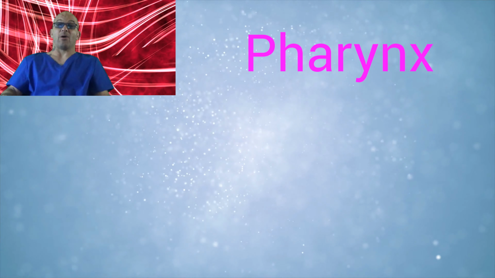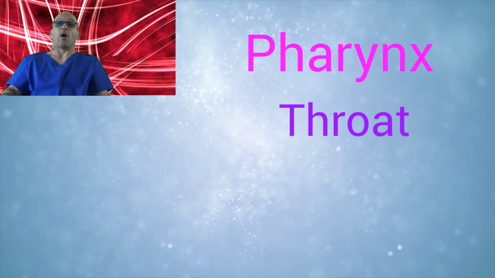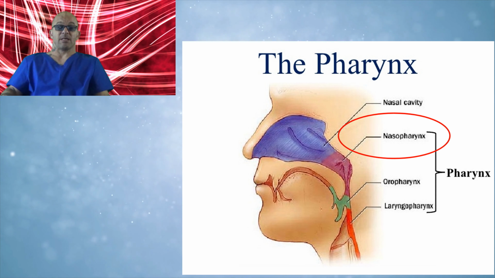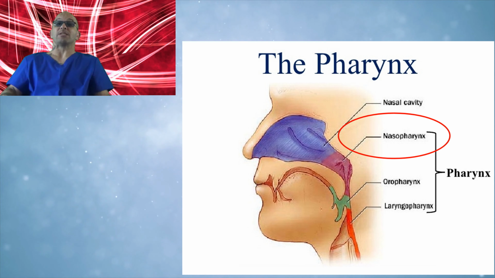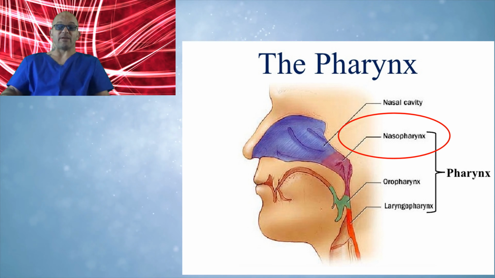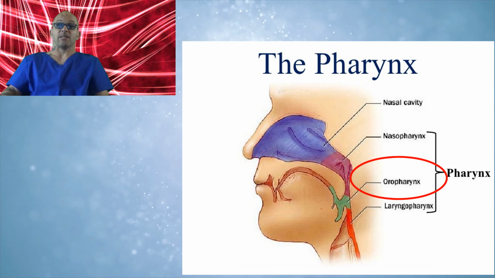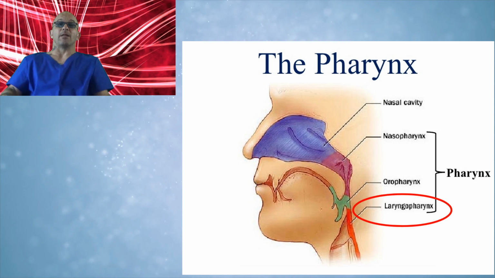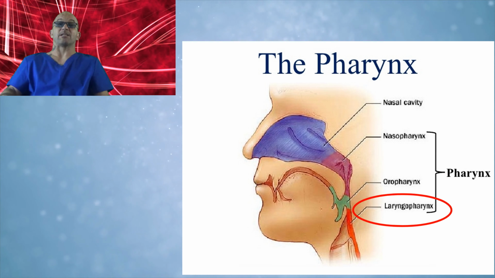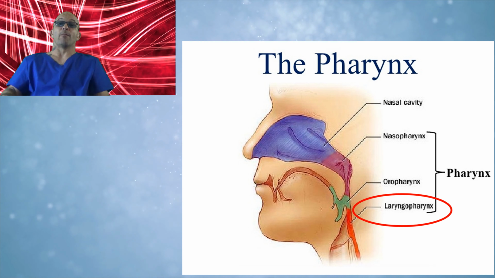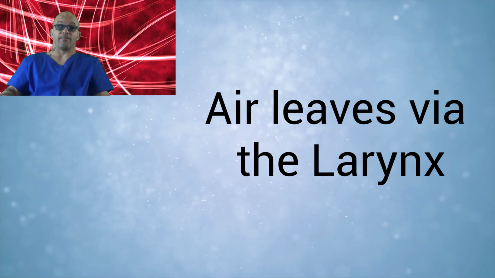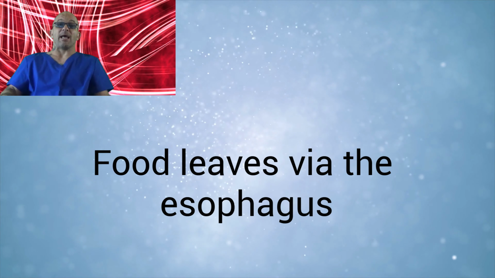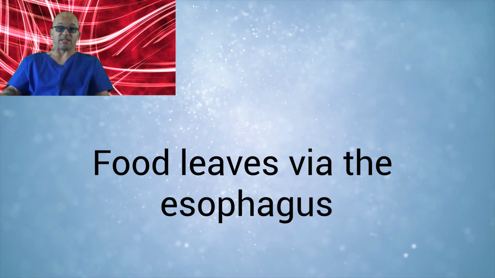We shall now discuss the pharynx, also known as the throat. It includes three sections: the nasopharynx, which sits directly behind the nasal cavities, the oropharynx, which is behind the mouth, and the laryngopharynx, the lowest portion of the pharynx, and is also the passageway for both food and air. The air it processes leaves through the larynx, and the food leaves through the esophagus.